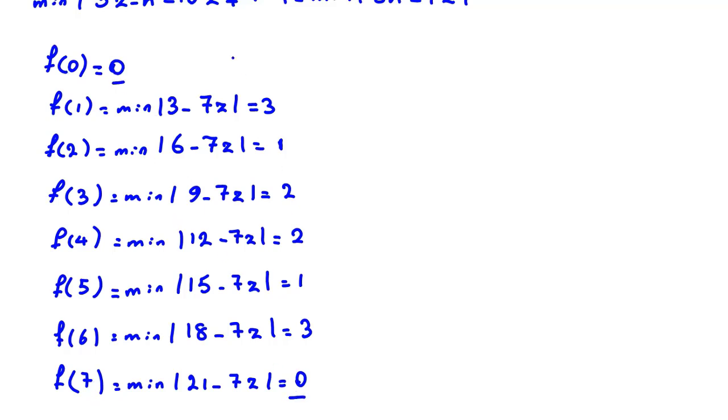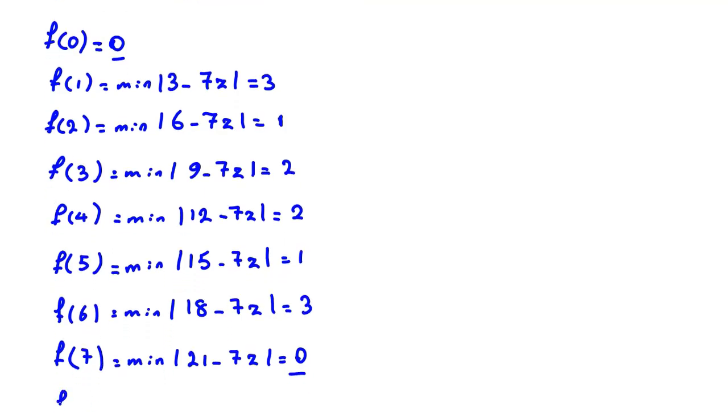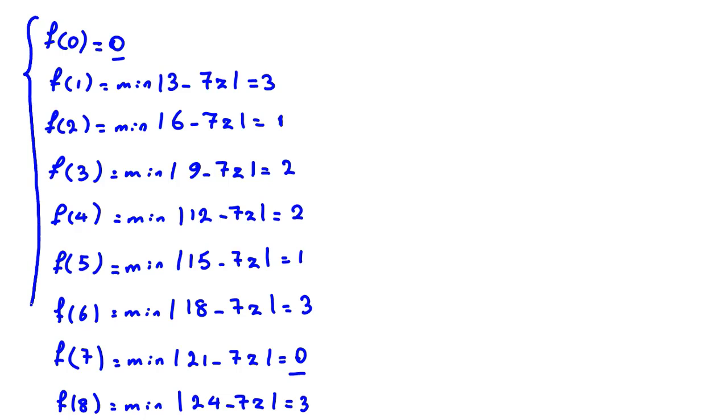Look here and here. Let's see, is the repetition of period 7 or not? Let's calculate f of 8. For f of 8, we say, okay, the minimum of 24 minus 7z. If z is 1, if you subtract 7, it will be 17. If you subtract 7 again, it will be 10. If you subtract 7 again, it will be 3. And the answer is 3. So we can guess that the period is 7.